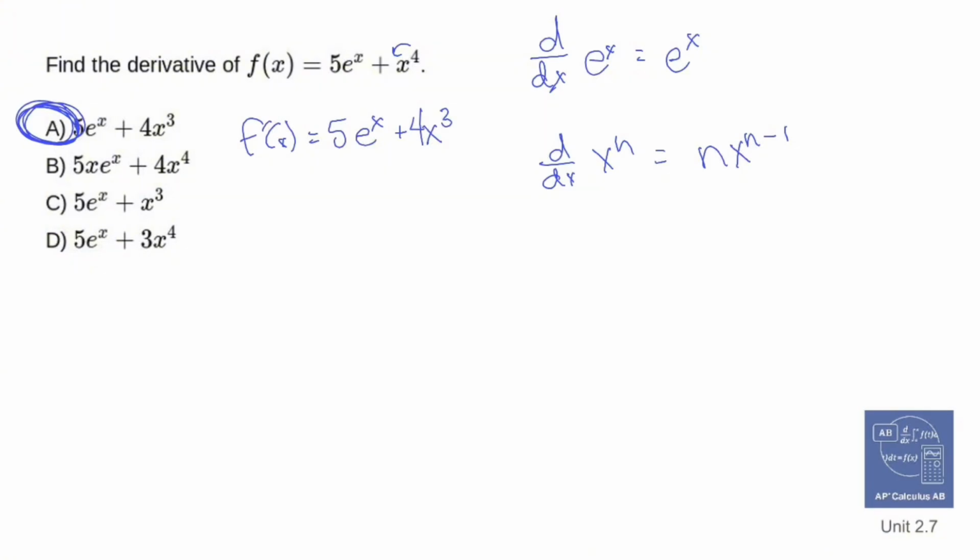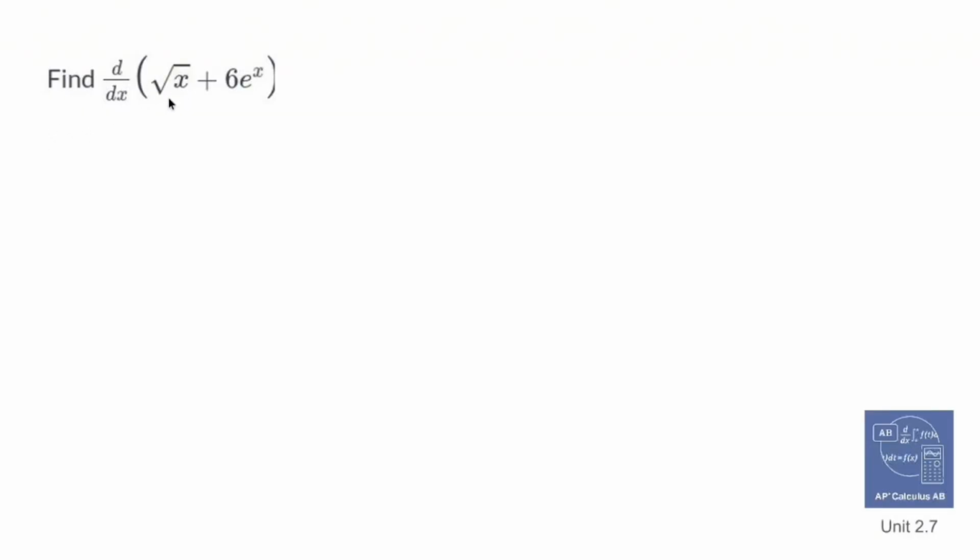Fun stuff. All right, take the derivative of root x plus 6e to the x. So a couple things are happening here. We've got power rule going on right there, and we've got e to the x. First things first, the derivative of e to the x is extremely difficult. It's e to the x. So I lied. It's not extremely difficult. It's actually the easiest thing on the planet.